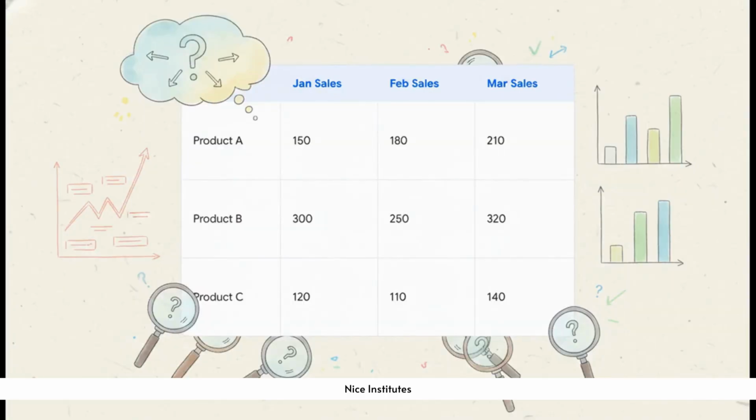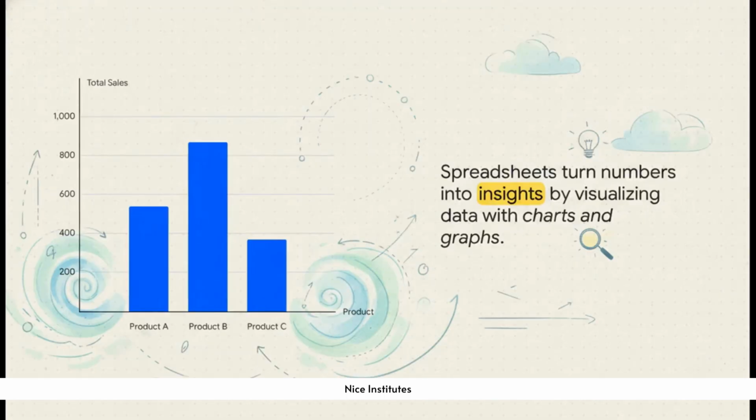For example, look at this. Here's some sales data, all neat and tidy in a table. It's structured, sure, but what's the story here? Which product is the star? It's pretty hard to tell just by scanning the numbers, isn't it? But now, check this out. This is the power of visualization. With just a few clicks, that same data gets transformed into a chart. And instantly, the story is crystal clear. We can immediately see product B is our top performer. Spreadsheets turn numbers into actual insights.